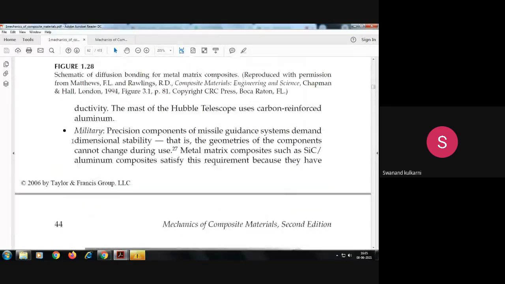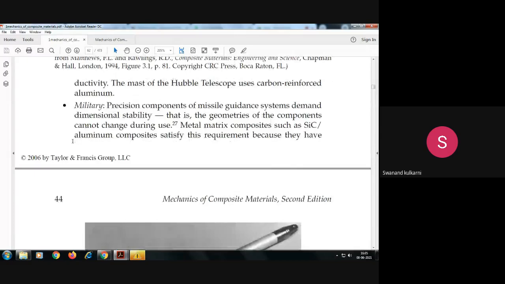So boron aluminum is a kind of composite which is considered a metal matrix composite, inside which metal is used as a matrix. In case of polymer matrix, polymer is used as matrix. So here boron and aluminum composite has the advantage of not only reducing the weight but also, due to its low thermal conductivity, being advantageous in space application.